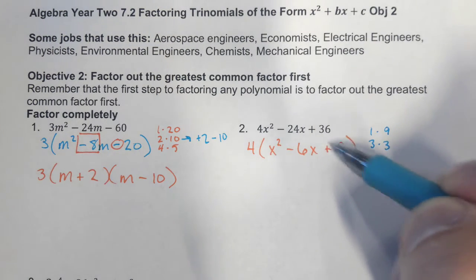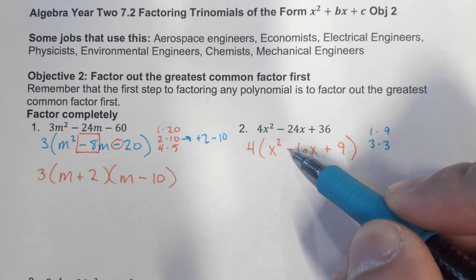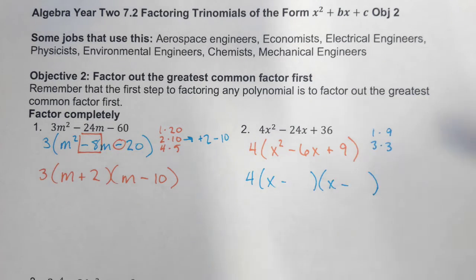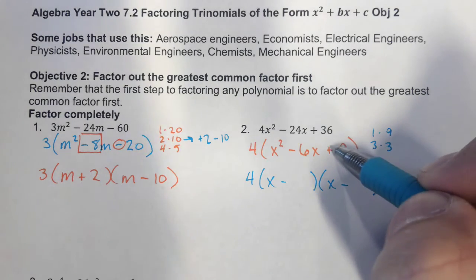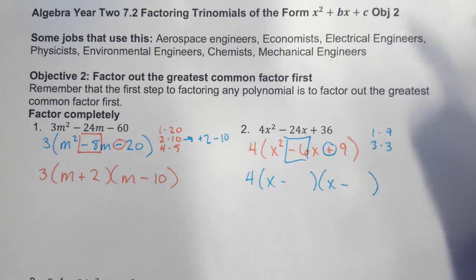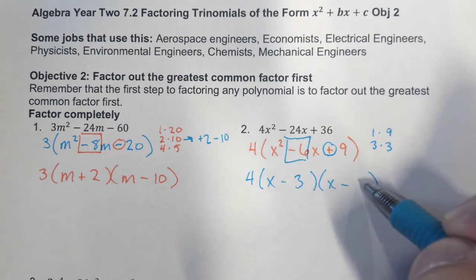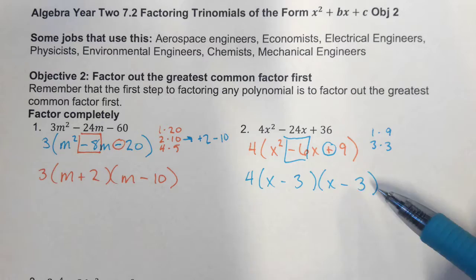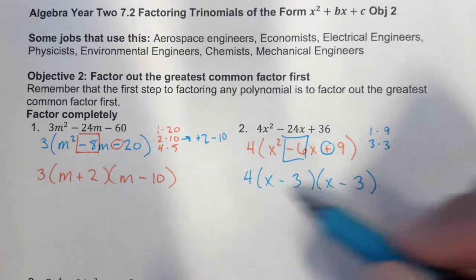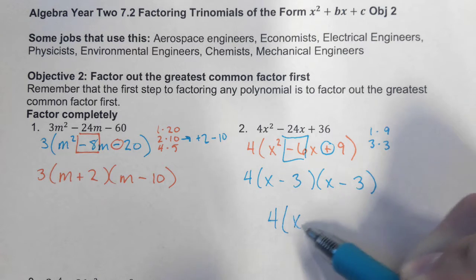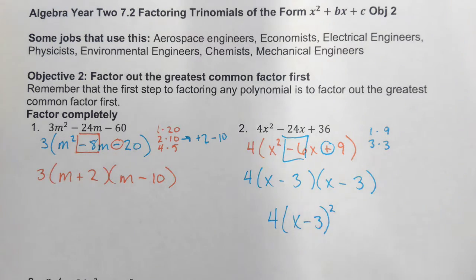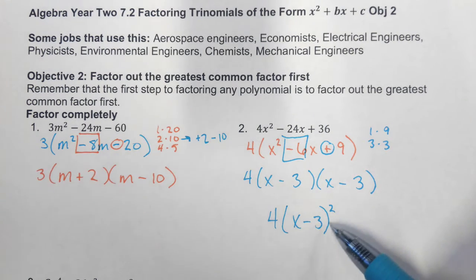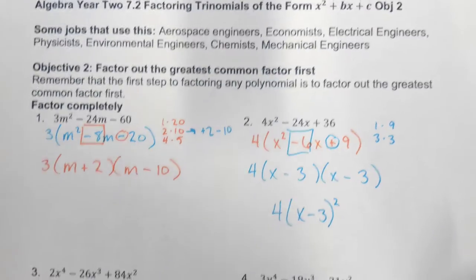My third sign is positive, so I'm going to adopt the sign of the second for both of my parentheses. So it's going to be x minus and x minus. And then I'm looking for the factors of 9 that add to 6. 3 and 3 add to 6, so they get dropped in. Now, whenever you have a matching parenthesis like this, you can actually simplify it a little bit more. Since they're the same, you could write it as 4 times x minus 3 squared. So either of those is acceptable. This one is best, though. It shows that you really know what you're doing.